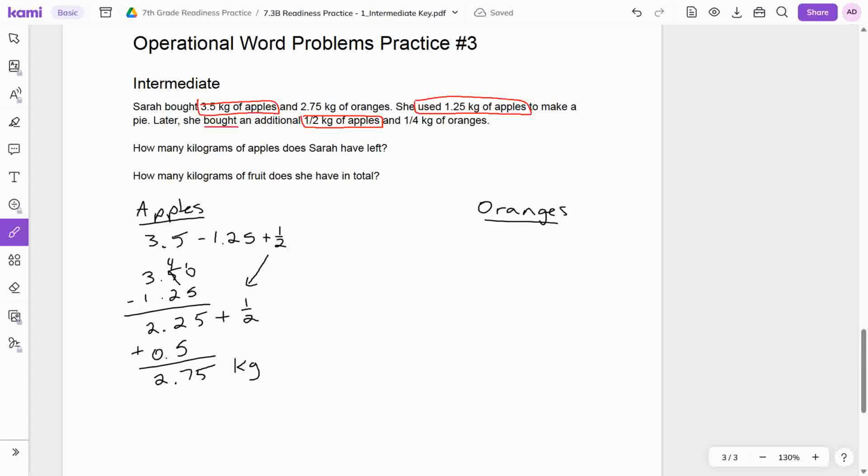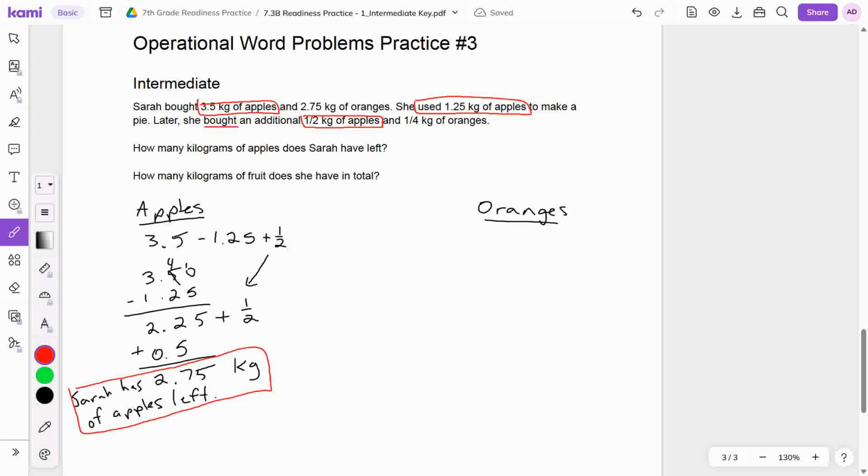All right, so Sarah has, so let's put that into a sentence. 2.75 kg of apples left. All right, so in case we need to find our answer, we've got that. Now we need to do the same thing with oranges because look at the next part. How many kilograms of fruit does she have in total? Well, I already know my apples. I need to know my oranges. Then I'm going to get my fruit.